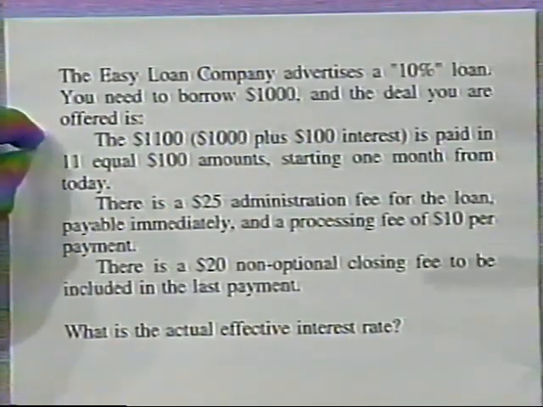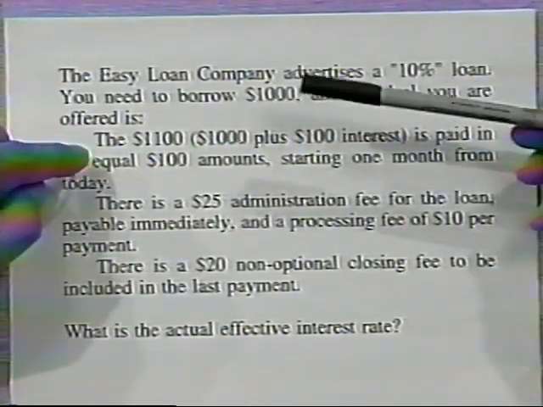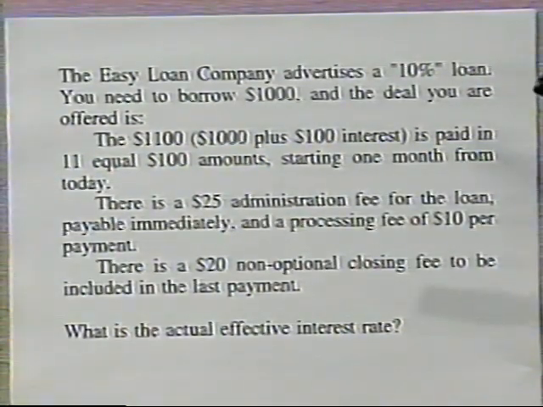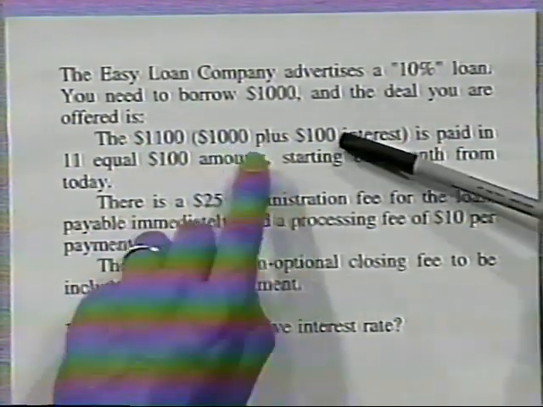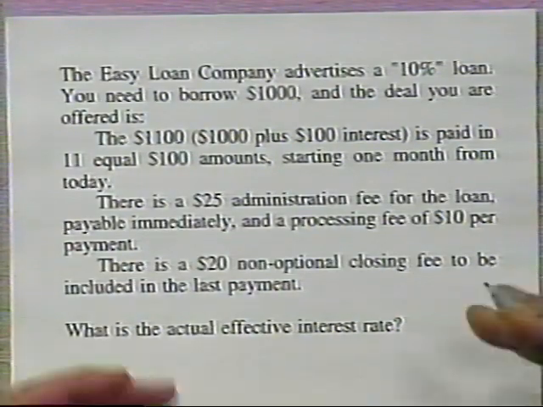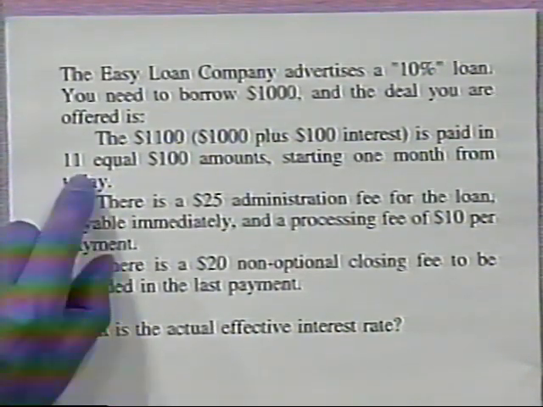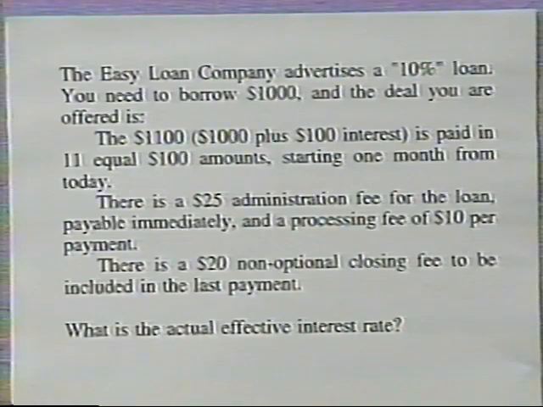Say you need to borrow $1,000. The idea is that 10% comes from paying back the $1,000 plus $100 interest, $100 being 10% of 1,000. And you pay that in 11 equal $100 amounts, starting 1 month from today.